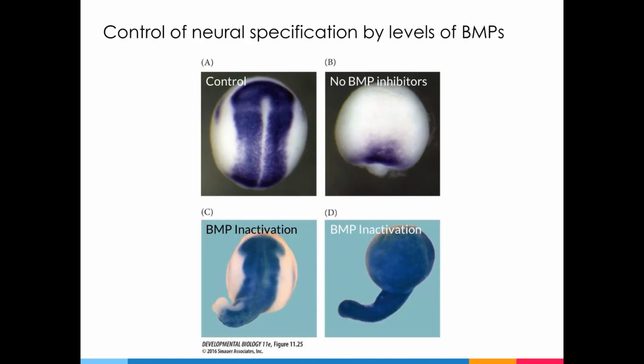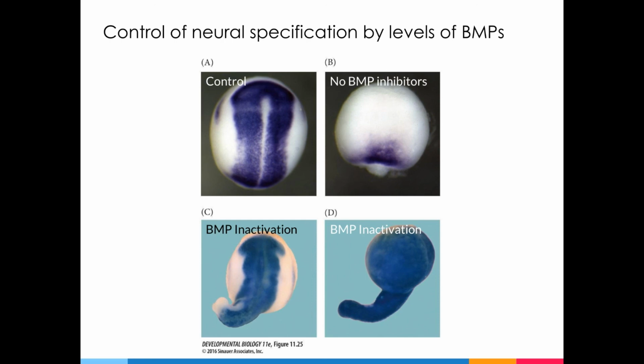In the absence of BMP inhibitors, as shown here in Part B, the neural tube, which you can clearly see labeled in the control embryo, doesn't form. On the other hand, blocking BMPs completely results in the entire ectoderm becoming neural. So the epidermis is instructed by BMP signaling, and the neural tissue is allowed to form because the organizer secretes BMP inhibitors that protect that tissue from BMP and allow it to become neural ectoderm instead.